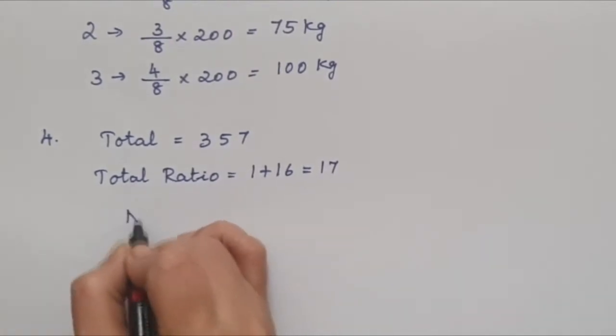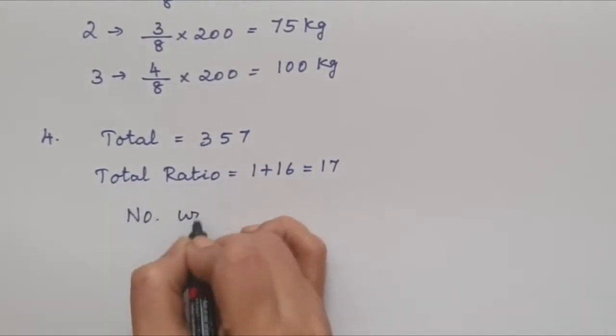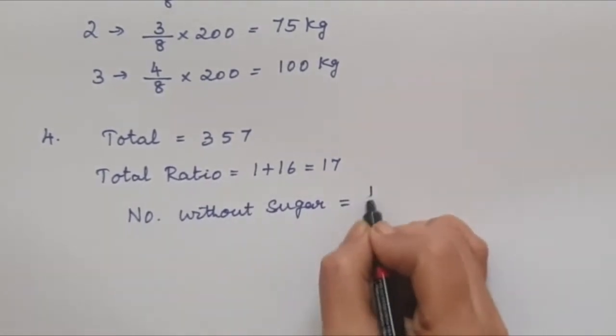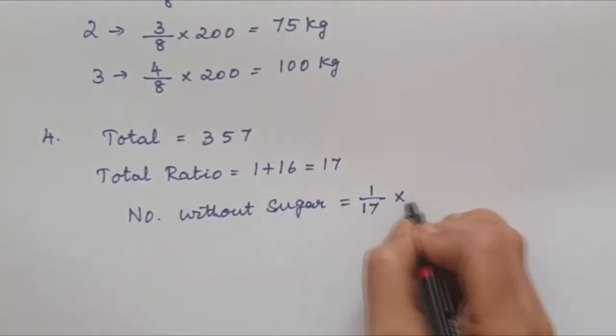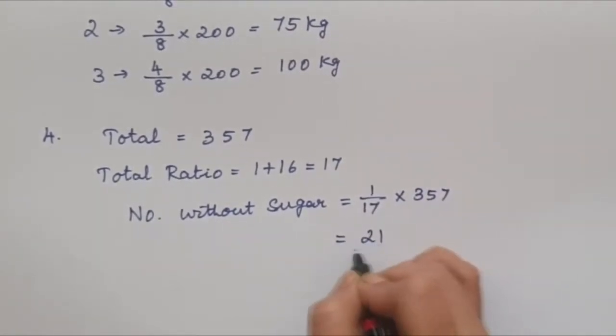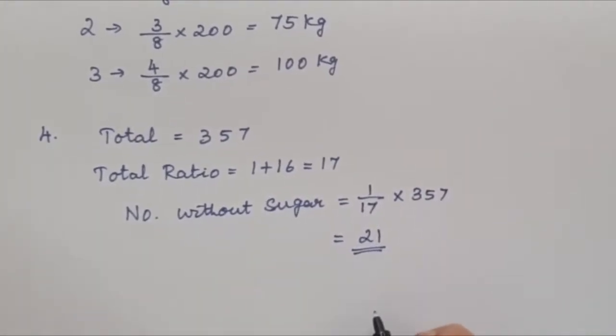Now, the number of products without sugar. The ratio for without sugar is 1. So it will be 1 over 17 multiplied by 357, which gives us an answer of 21. So 21 products are there without sugar.